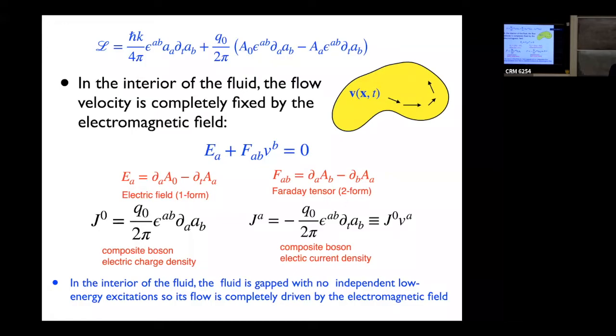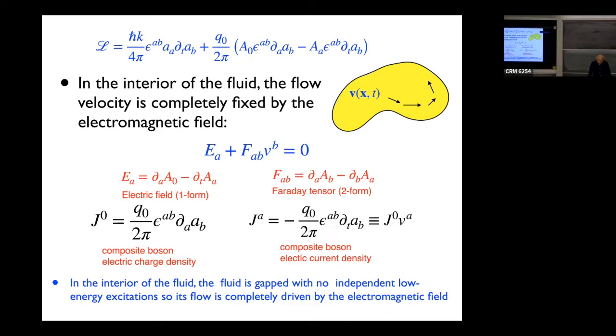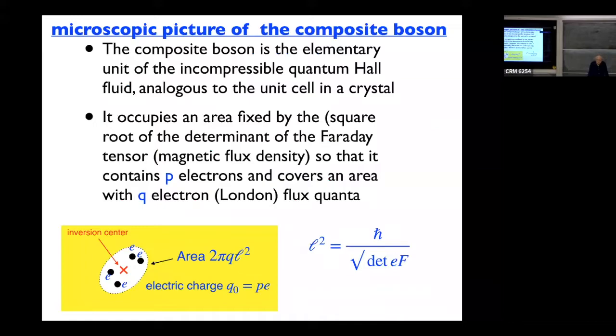So of course the Chern-Simons theory then expresses the composite boson electric charge density and the composite boson electric current density. And in the interior of the fluid, there are no internal degrees of freedom at low energies of the fluid itself. So the flow velocity is completely determined by the electromagnetic field. Okay, so what's the microscopic picture?